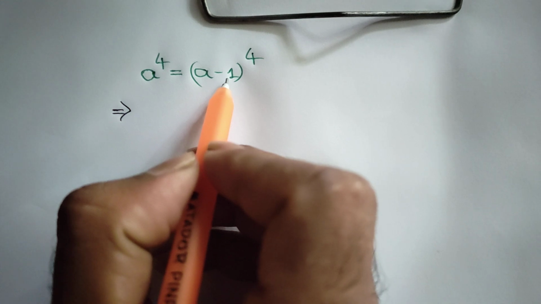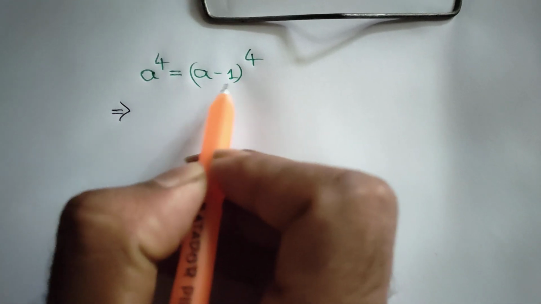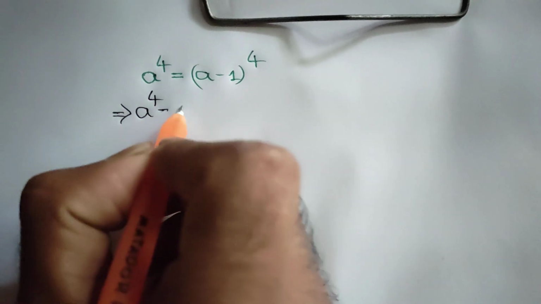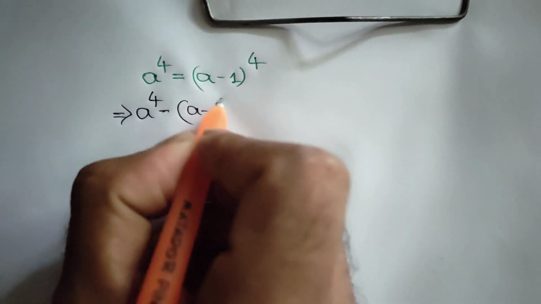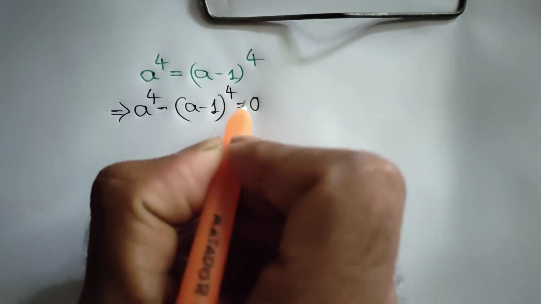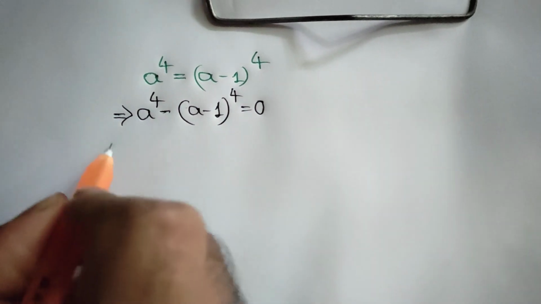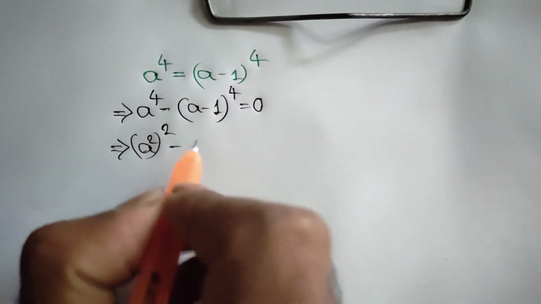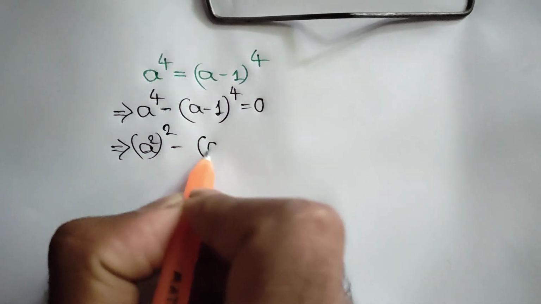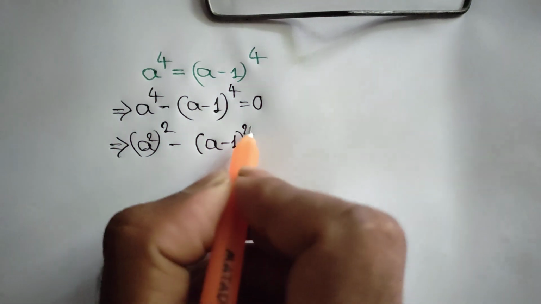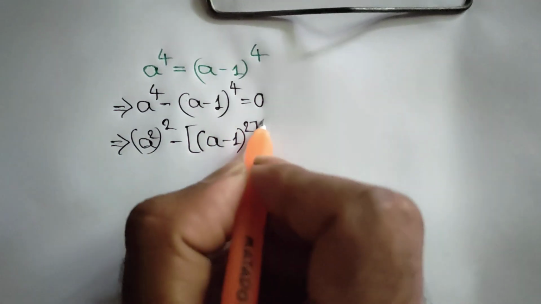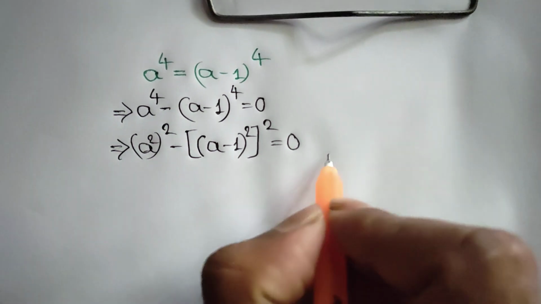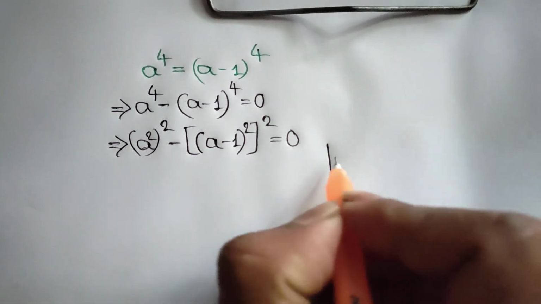Taking this (a minus 1) to the power 4 to the left side, we can write a to the power 4 minus (a minus 1) whole to the power 4 is equal to 0. Now we can write (a square) whole square minus ((a minus 1) whole square) whole square is equal to 0. Now this is a perfect square difference, so we can apply this algebra rule.